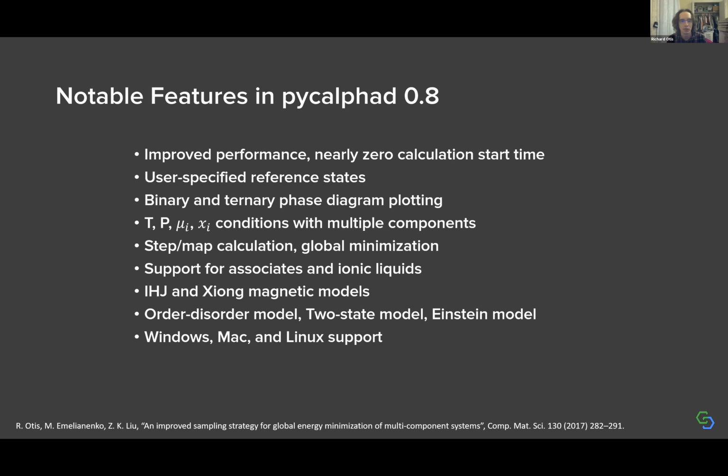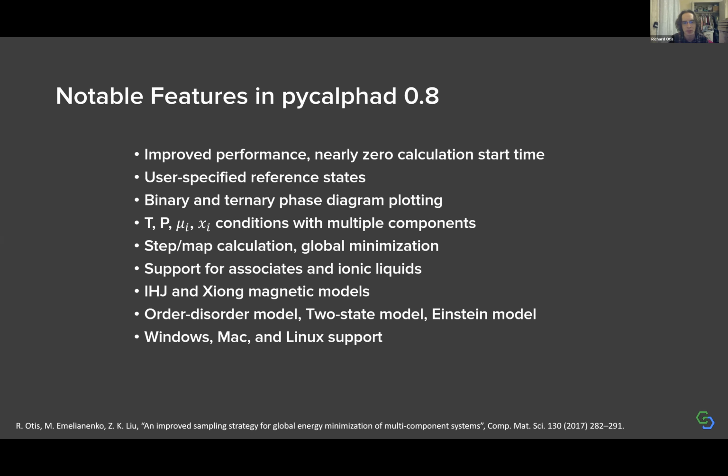The binary and ternary phase diagram plotting, the type that you usually expect. The ability to specify temperature, pressure, chemical potential, and mole fraction conditions for multi-component systems. We support that. You can do stepping and mapping calculations. We support global minimization, meaning that we have automated miscibility gap detection, so you're always going to find the miscibility gaps, even in complex systems.